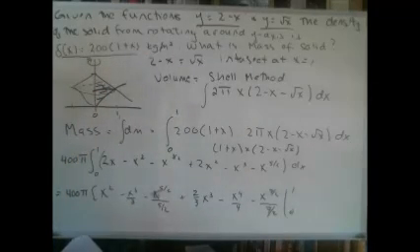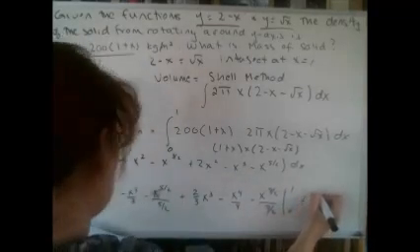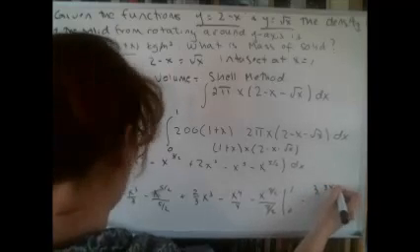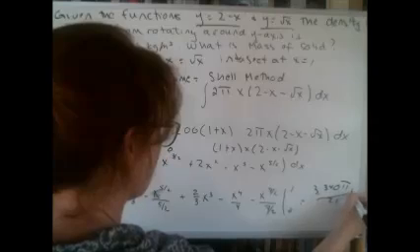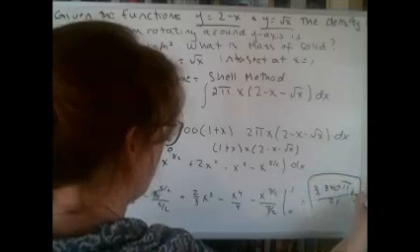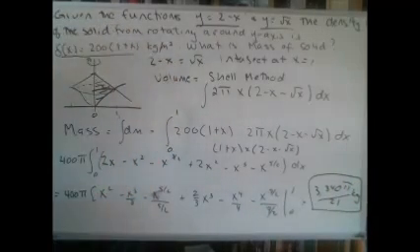When I plug it all in and add everything up, I'm going to get 3,340 times pi all over 21, and this is in kilograms. You can always check your units to make sure that things come out right.